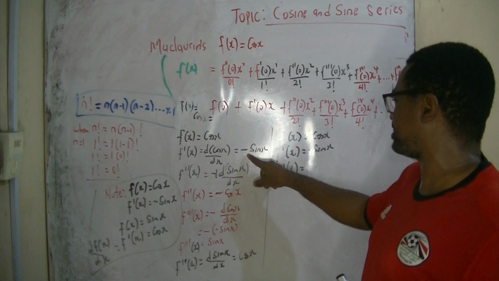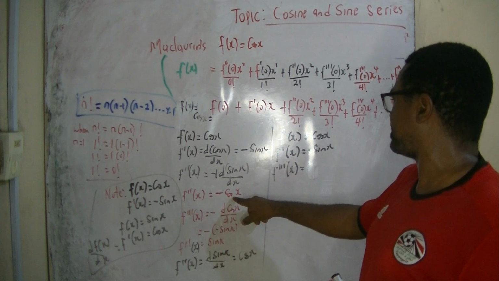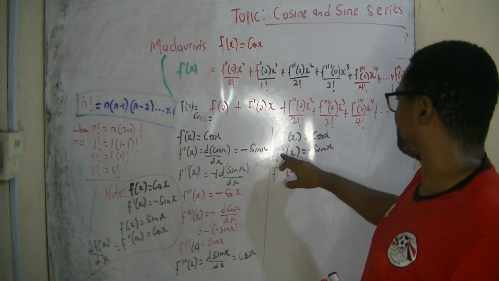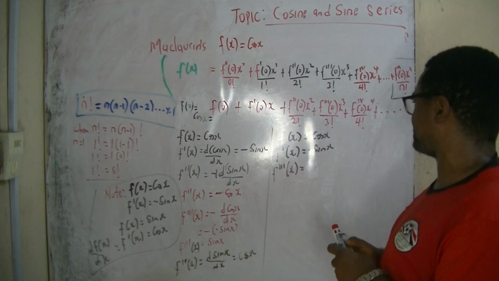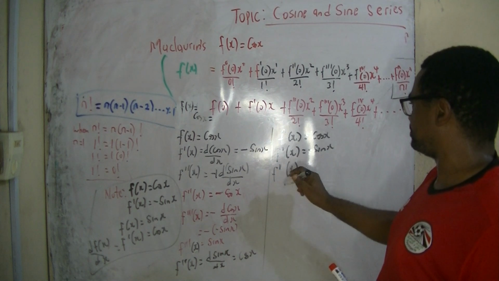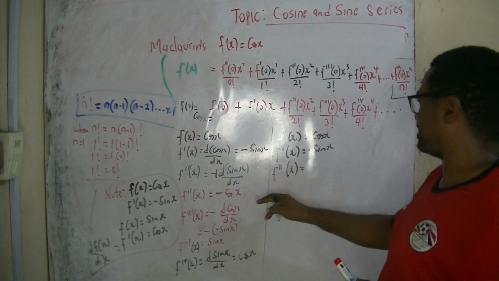From this, minus sine x, so minus cos x. F prime of x is minus sine x, then f double prime is minus cos x. So I'm supposed to be like this.